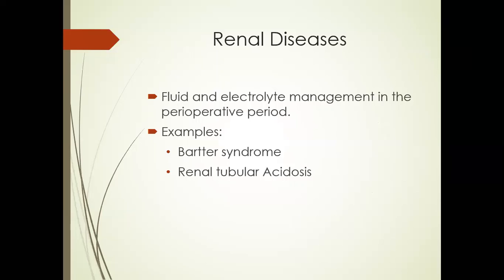Renal disease is one of the diseases which pose problems in the perioperative period, in fluid management and electrolytes, because obviously of the perioperative fast. Examples are Bartter syndrome and renal tubular acidosis. We have to really control their potassium and other electrolytes carefully before surgery.